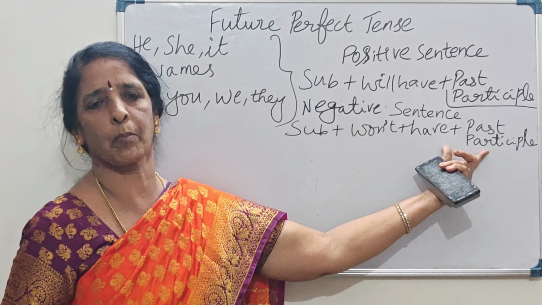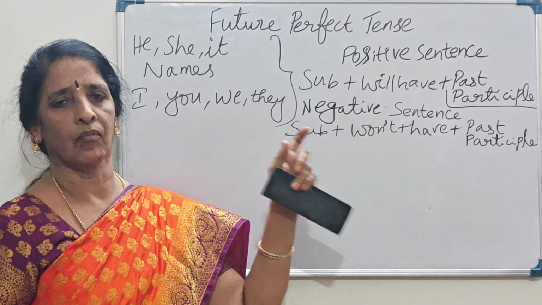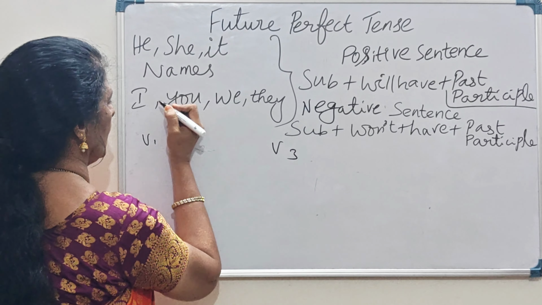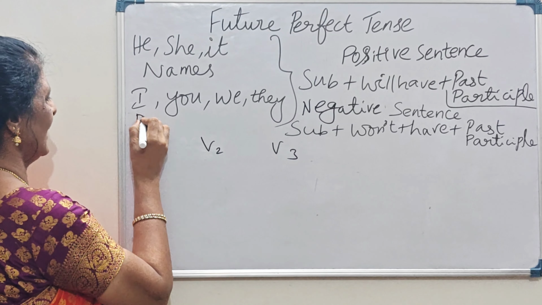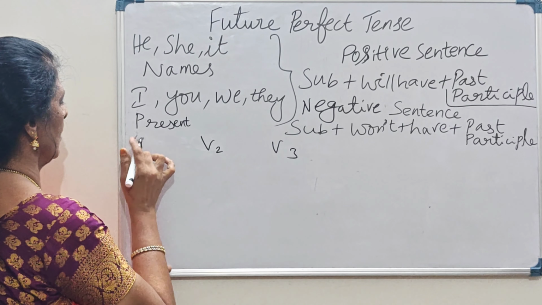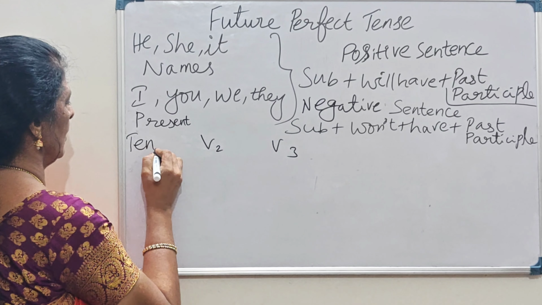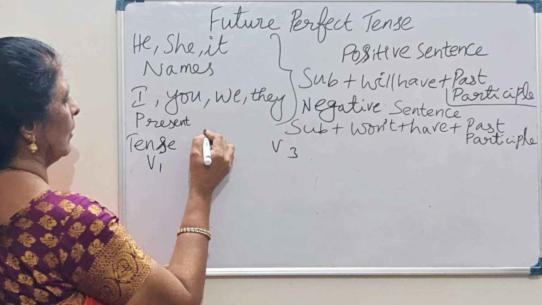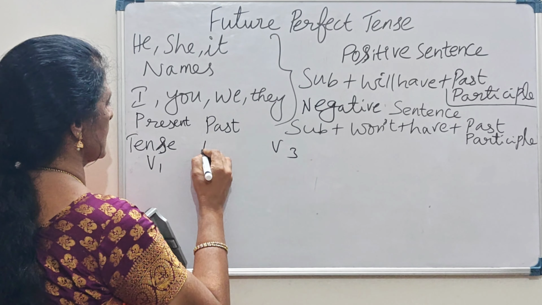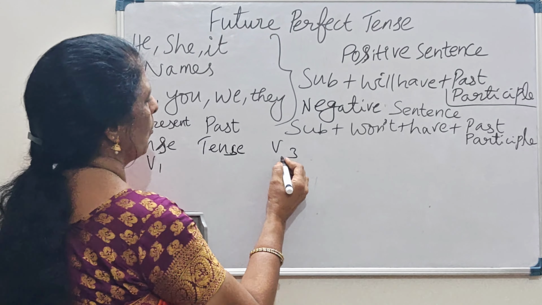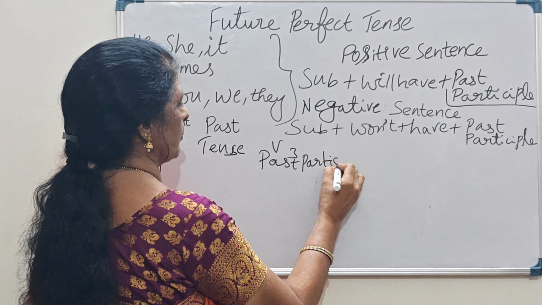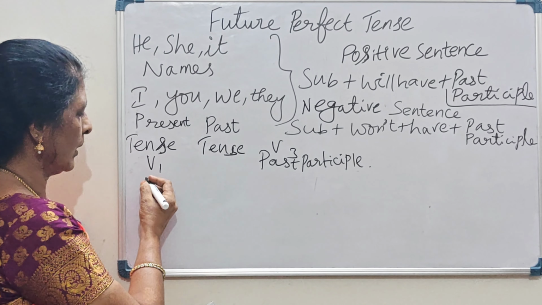Okay, now what is past participle? This is the third form of the verb. Okay, first one we'll see V1, V2, V3. V1 means present tense. V2 past tense. V3 past participle. Now we will see first one, drink.